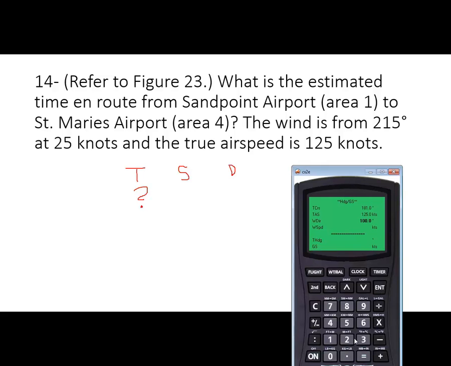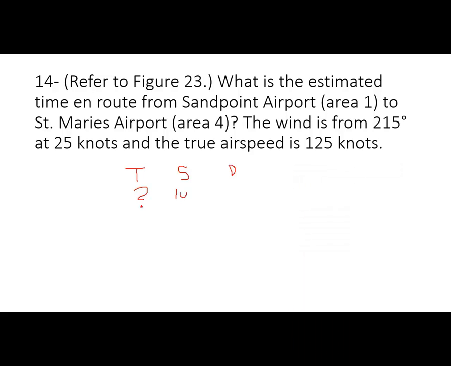Wind direction, wind is coming from 215 degrees. And the wind speed is 25 knots. And when you do that, you'll find your ground speed 103.5. So that's how fast you're actually moving over the ground. You're moving at 103.5 nautical miles per hour over the ground, even though you're traveling 125 knots through the air. The wind is slowing you down here.